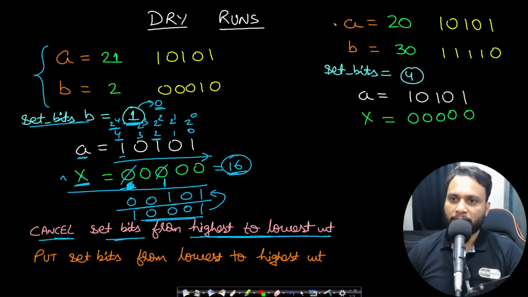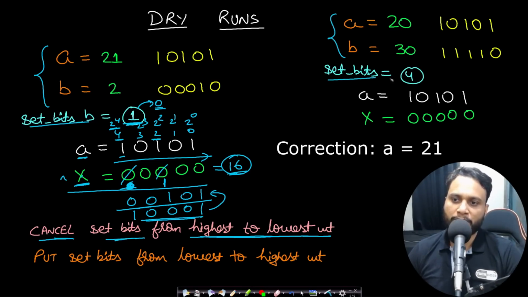right? Now if you look at the second example, A equals 20, B equals 30. So the number of set bits in B is equal to 4.